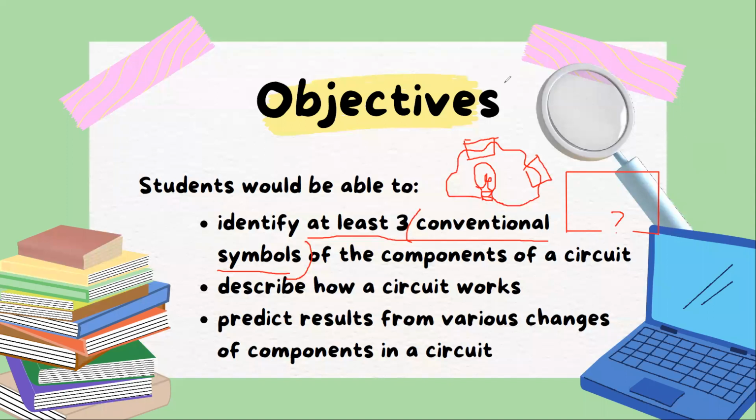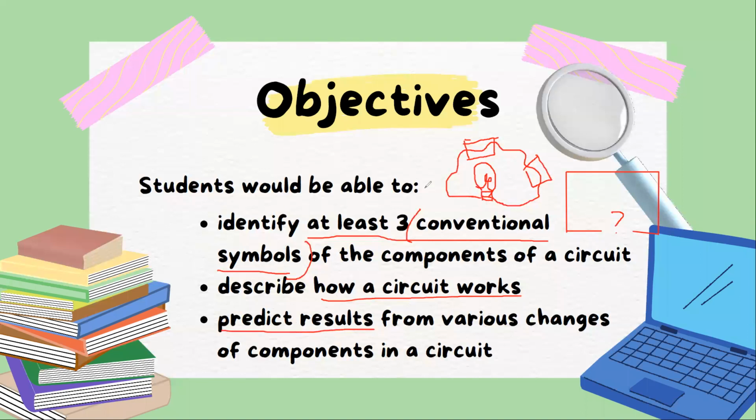The next objective is that students will be able to describe how a circuit works. How does a circuit work in terms of where the power is coming from, how the components of the circuit are working, what kind of energy it uses, and what kind of energy it translates to. All of this is very necessary in this topic. Last but not least, you'll be able to predict results from various changes of components in a circuit.